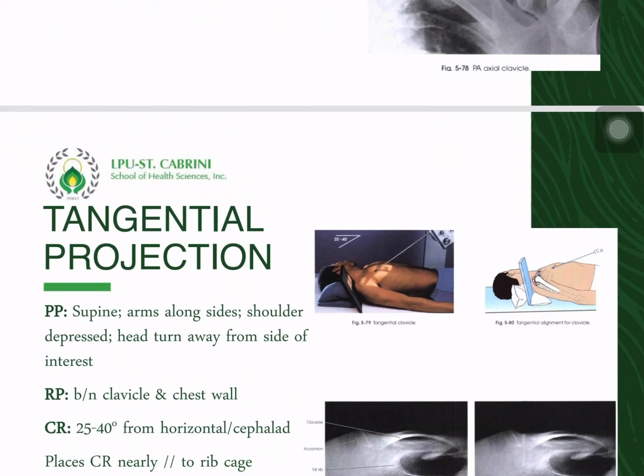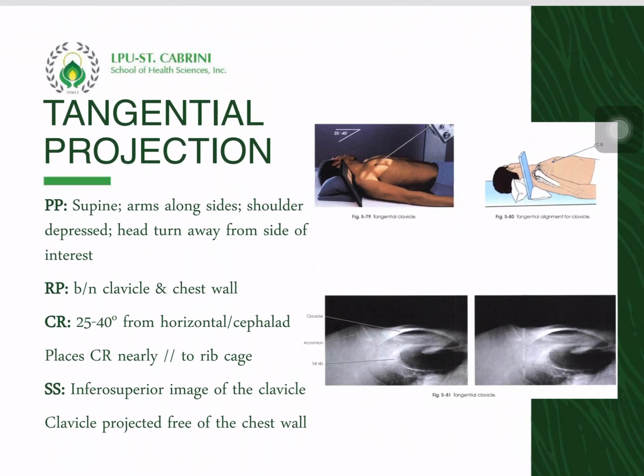To project the clavicle free of chest wall, an infero-superior image should be obtained with a tangential projection. So the patient is in supine position with arms along the side and depressed shoulder. Have the patient's head turned away from the side of interest to place the IR in contact with the superior surface of the shoulder. Make sure that the image receptor and the central ray are perpendicular with each other.